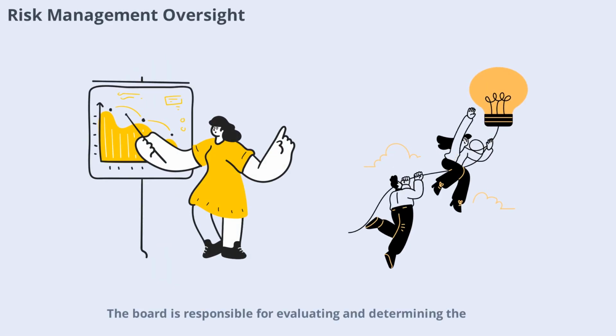The board is responsible for evaluating and determining the nature and extent of risks in achieving strategic objectives. This includes overseeing risk management and internal control systems, with annual reviews covering all material controls. The board must disclose how these systems are managed and their effectiveness, especially regarding ESG risks.